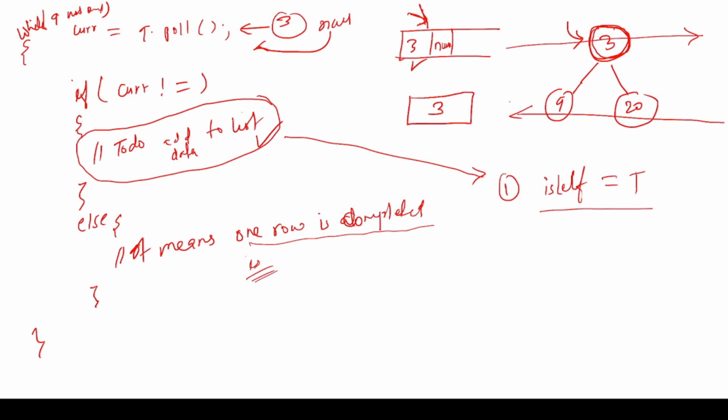Once your row is completed, now we will go into another row. So this list should also be updated as empty. But before that, where should this list be sent?